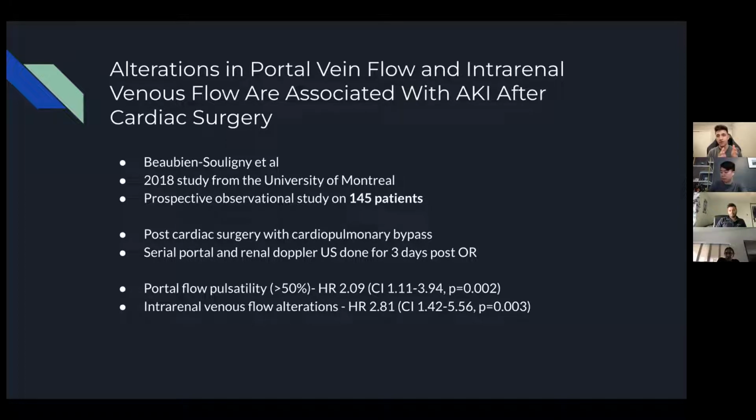And they essentially took 145 patients, post-cardiac surgery in the surgical ICU. They did serial portal and renal Dopplers for 3 days on these patients. And they found that there was a correlation between portal flow pulsatility as well as intrarenal venous flow alterations, with hazard ratios of 2.09 and 2.81 respectively, in terms of correlation to an AKI. And so this really was the initial impetus to see that there actually may be a signal here.